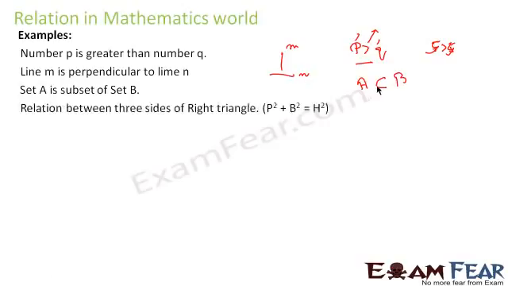One more example. In a right triangle, we have P, B and H. According to Pythagoras theorem, P square plus B square is equal to H square, as mentioned here. So this is also a relationship between P, B and H. It involves three identities, and there is a pattern that P square plus B square is equal to H square. So these are some examples of the relation.